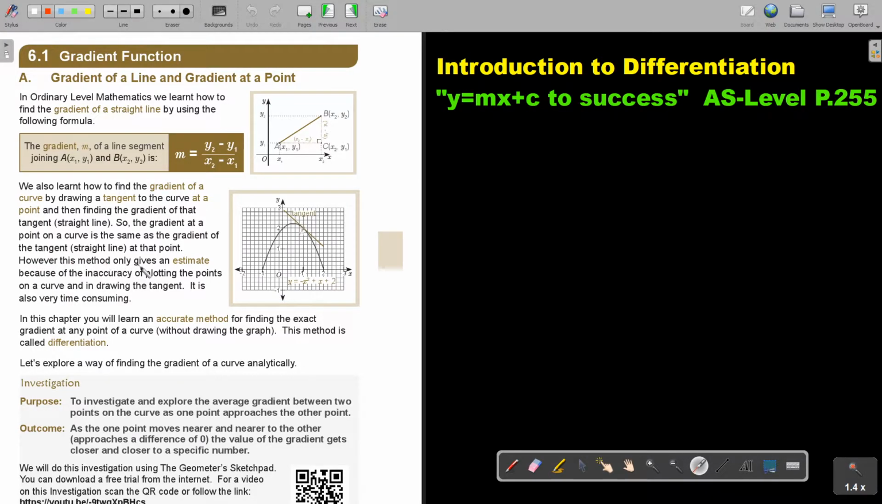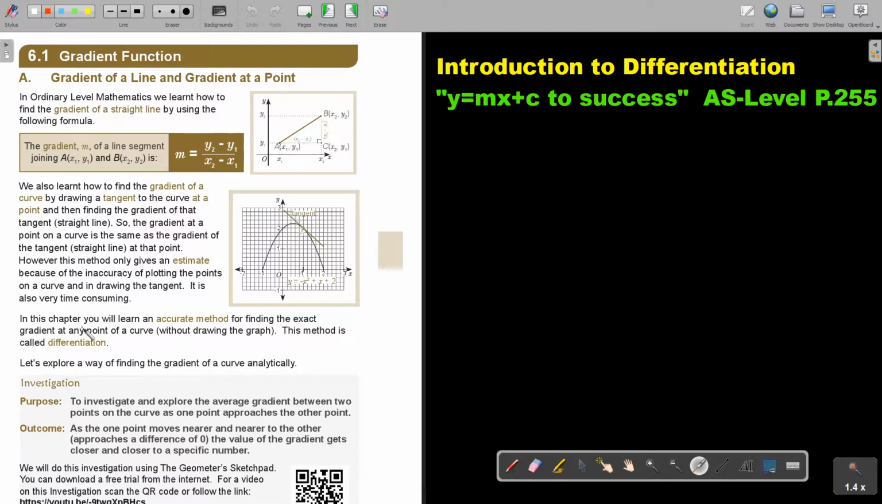However, this method only gives an estimate. Why? Because of the inaccuracy of plotting the points of a curve. You plot it and you draw it and there can be a few mistakes. In drawing the tangent, you can draw the tangent like this, or somebody can do it a little bit steeper, so it's going to change, and that makes a difference. That will only give an estimate, a more or less accurate value. It is also very time consuming.